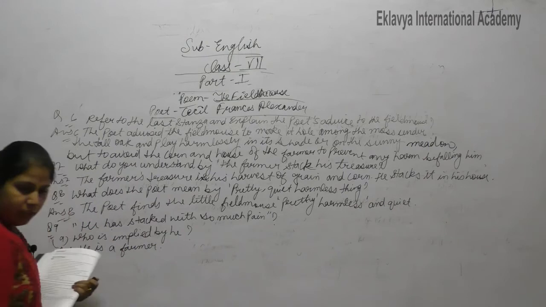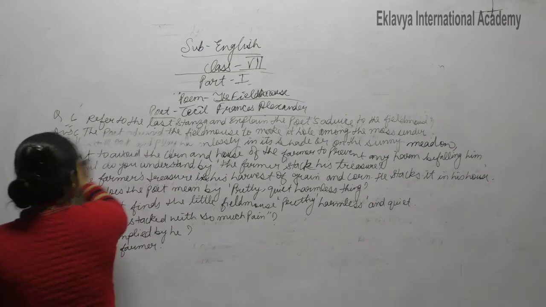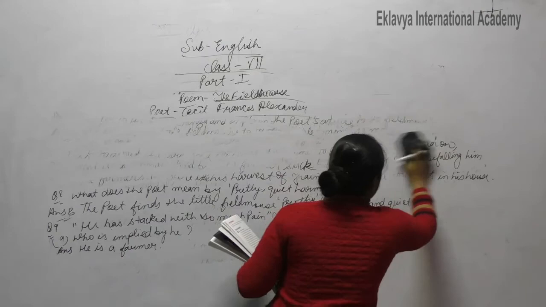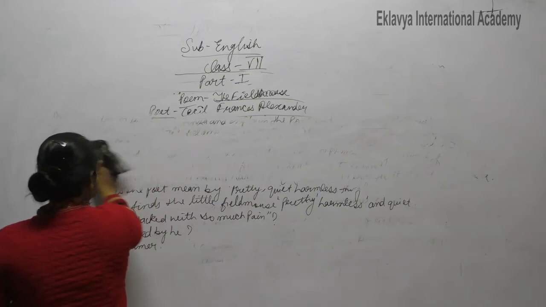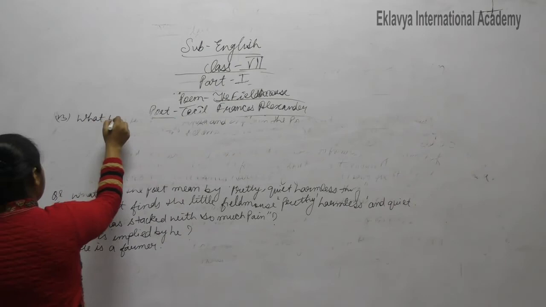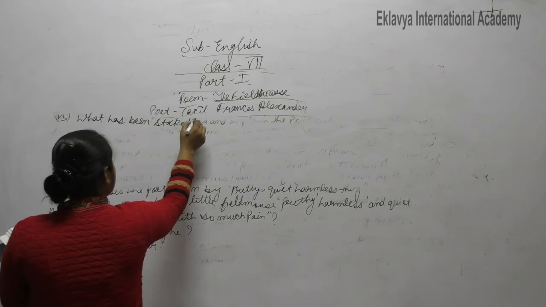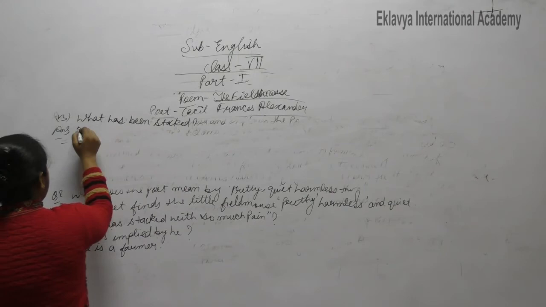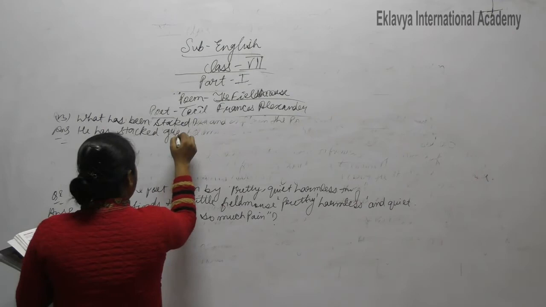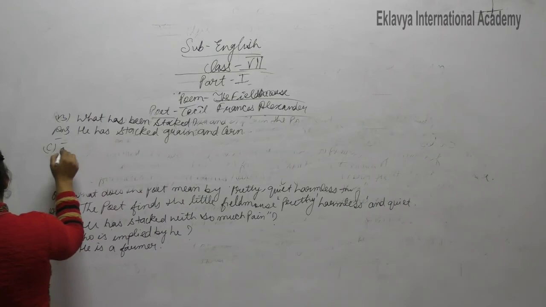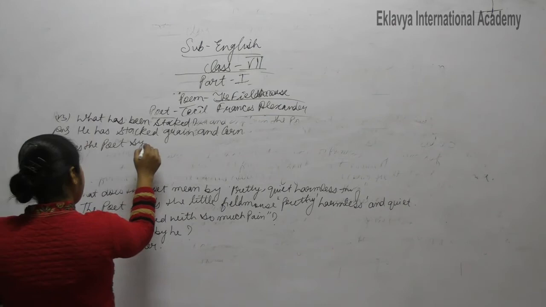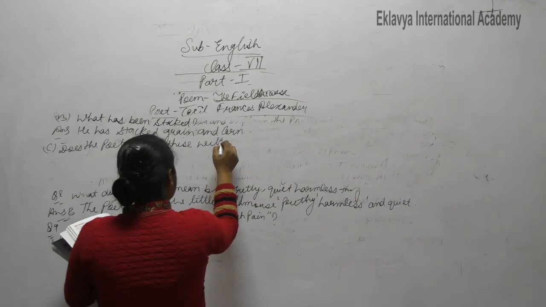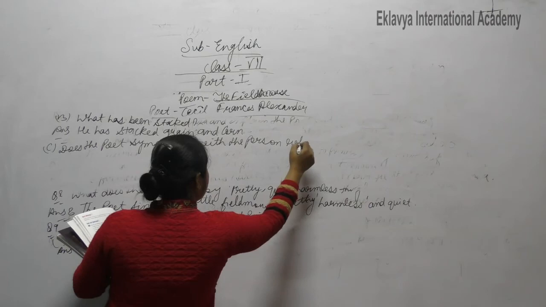Now question B is what? What has been stacked? He has stacked grain and corn. C is what? Does the poet sympathize with the person referred to here? Why?